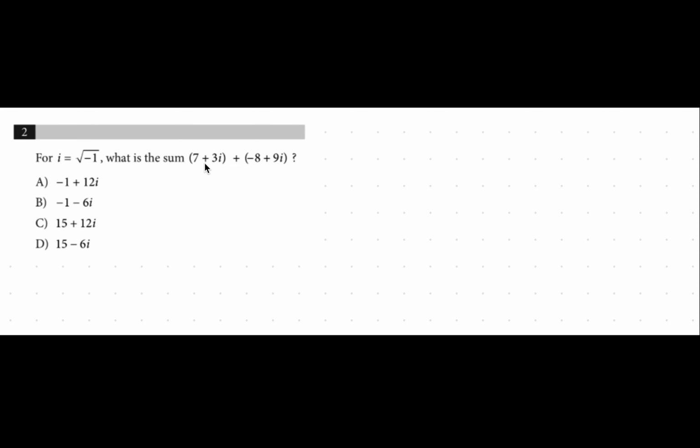So a complex number has a real part and an imaginary part. The first complex number, 7 plus 3i, has a real part of 7, and the imaginary part is going to be 3i. And then for the second complex number, the real part is -8, and the imaginary part is 9i. So the imaginary part just has the i part of it, and then the real part is just a number.